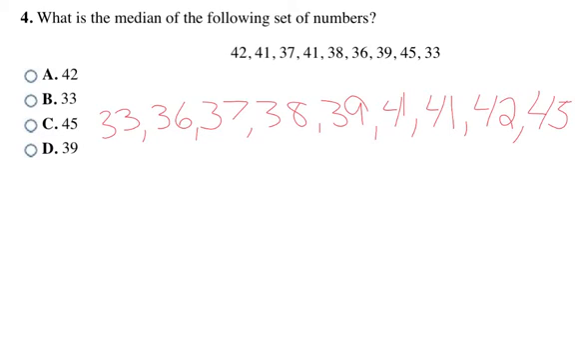And so now I'm just going to find which one is in the middle. It's an odd amount this time, so I should have one number in the middle. So I'm just going to cross them off to find out which one's in the middle. And 39 is in the middle. I have 4 below and 4 above it. So that's going to make choice D, 39, my final answer.